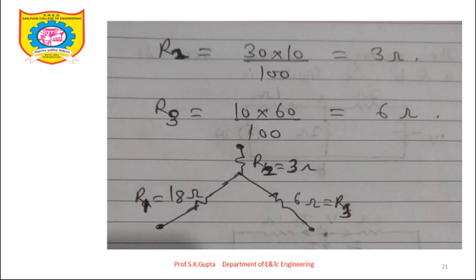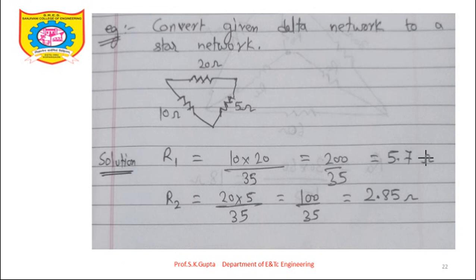One more example for practice. Okay. Convert the given delta network to a star network. So one delta network is provided to us and we have to determine the resistances of the star network. So let's mark the nodes.